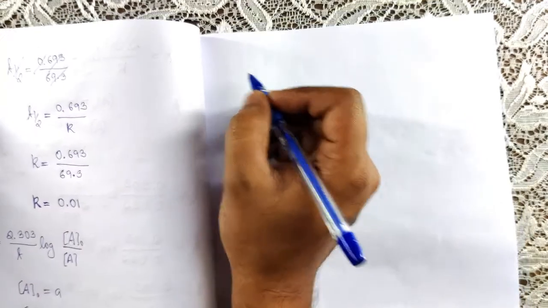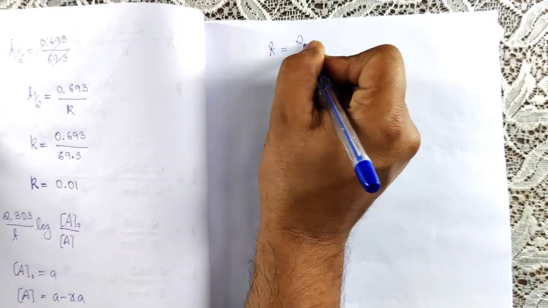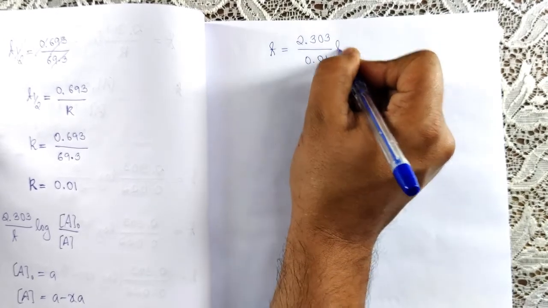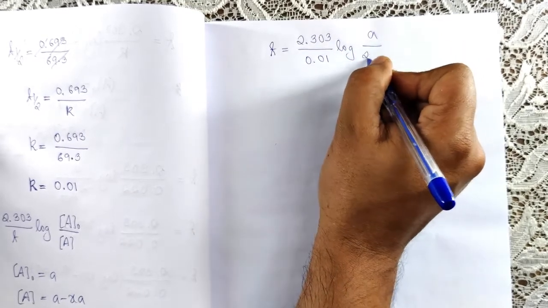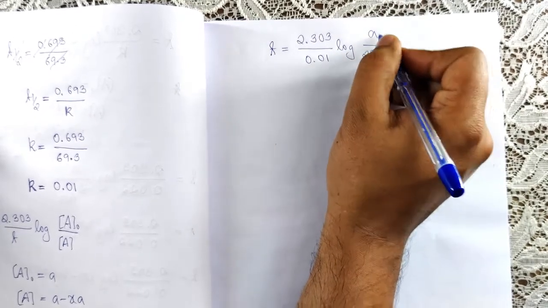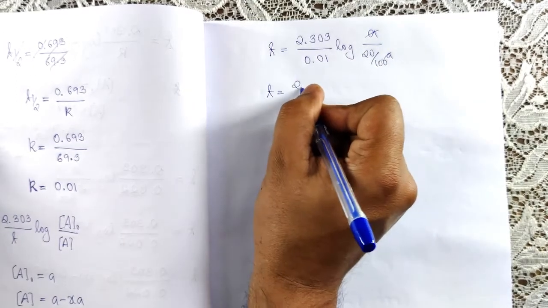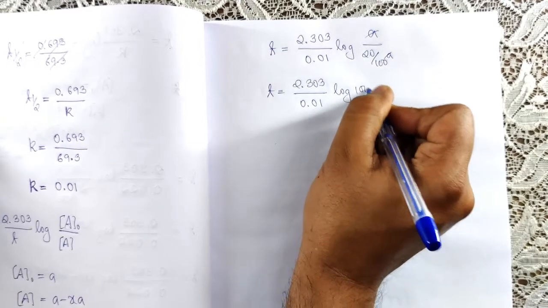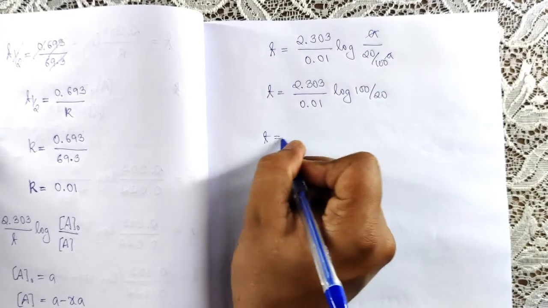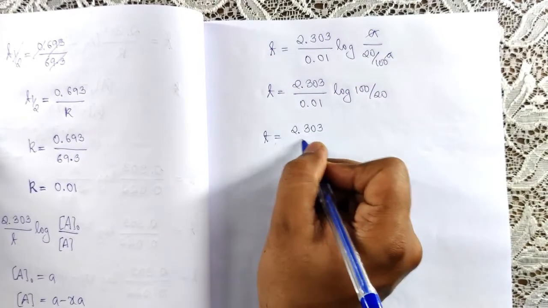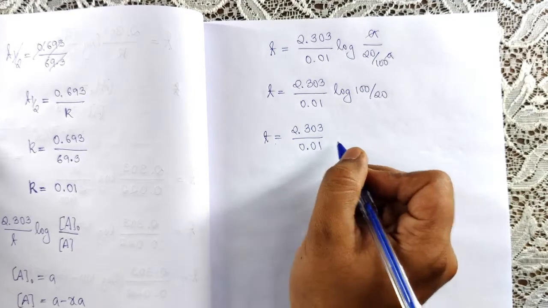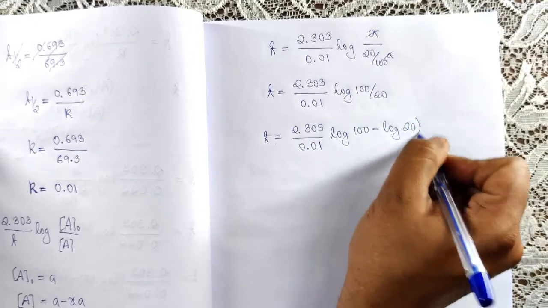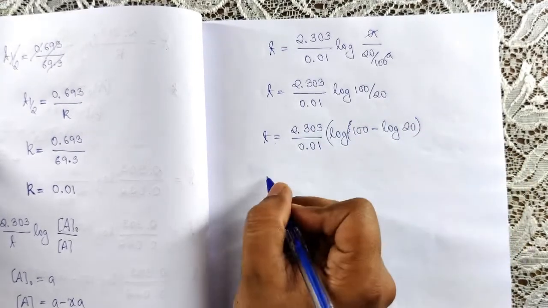Since you're supposed to find t, you can write t is equal to 2.303 by k, and k is how much? 0.01, log a by 20 by 100a. And a you can cancel. t will be 2.303 by 0.01 log 100 by 20. t is equal to 2.303 by 0.01 into log 100 minus log 20.